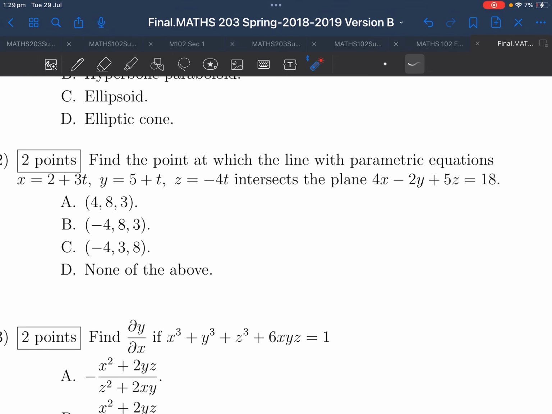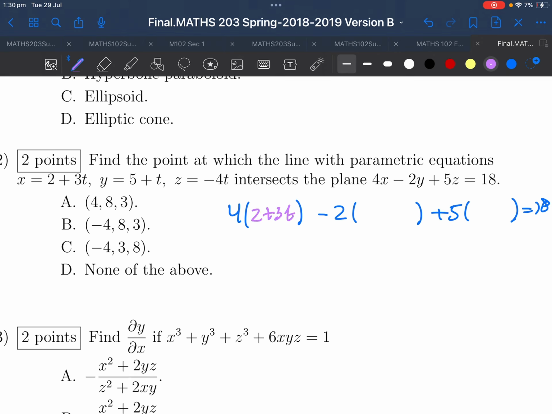Question number 2. Find the point at which the line with the given parametric equation intersects this plane. So you have a plane, and then there is a line intersecting the plane. The idea is we substitute x, y, z inside this equation. So we will get 4 minus 2 plus 5 equal 18.